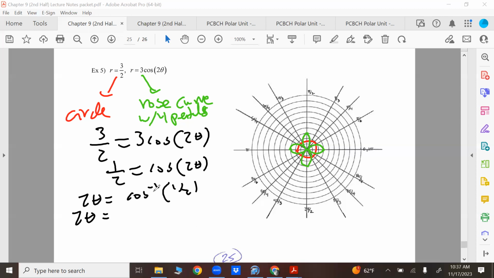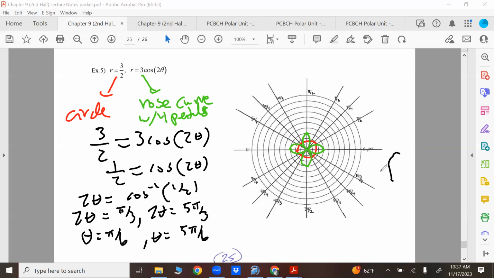So I think here, inverse cosine of 1/2 is pi over 3. Or 2 theta would equal 5 pi over 3. So theta would equal pi over 6, or theta would equal 5 pi over 6. However, if we're looking at from 0 to 2 pi, we could have also 7 pi over 6. 7 pi over 6 would make it true, right? Because then you get 7 pi over 3.